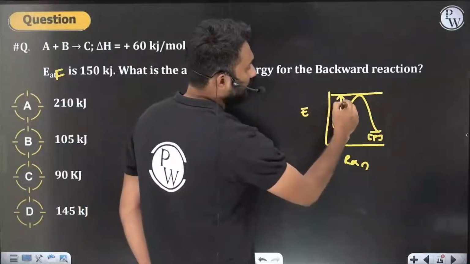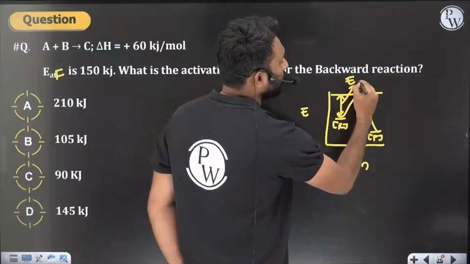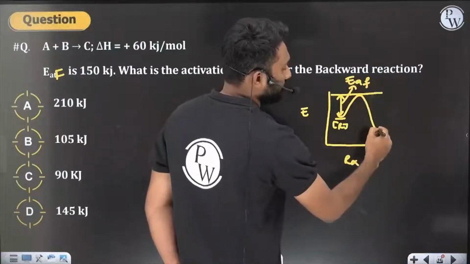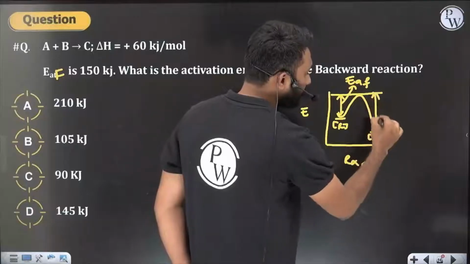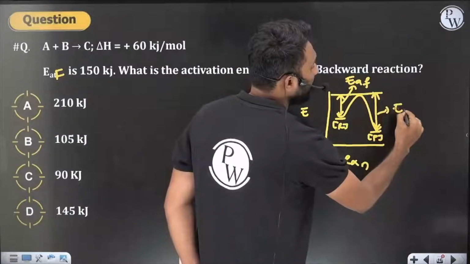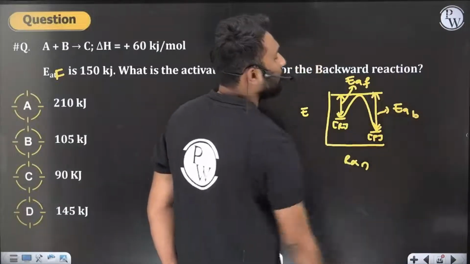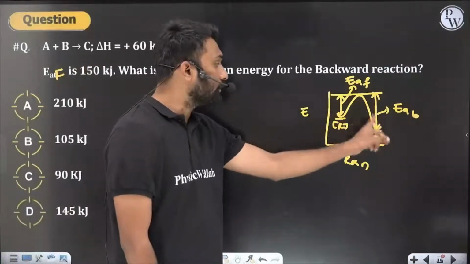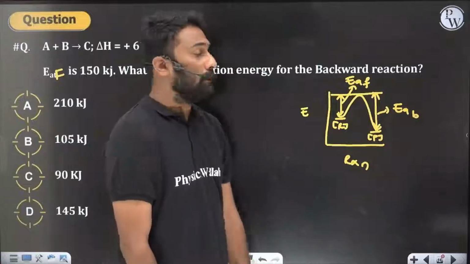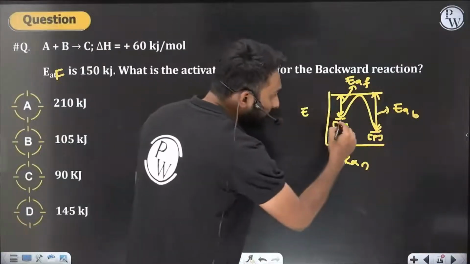Now this is the activation energy of the forward reaction. Here to here, this is the activation energy for the backward reaction. Activation energy for the forward reaction. Here to here the activation energy for the backward reaction. Look here. Now E difference.